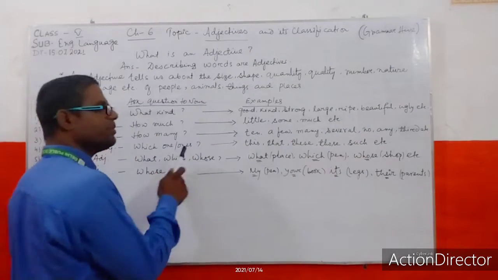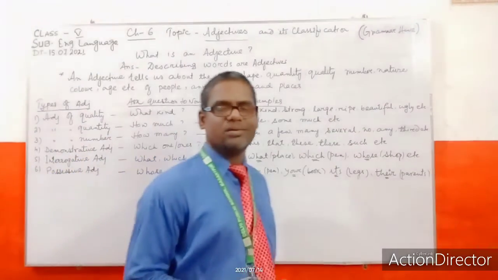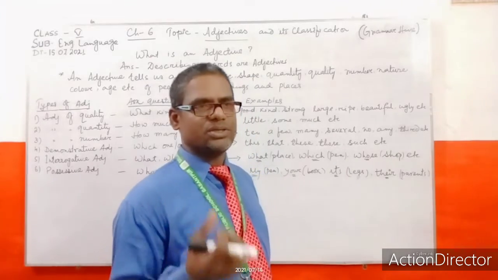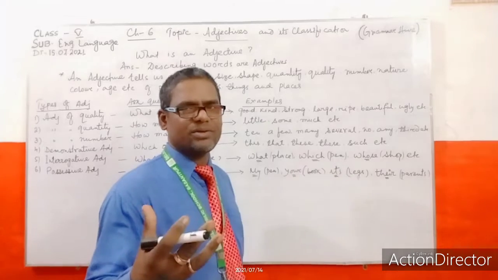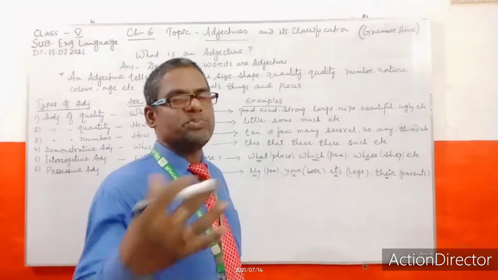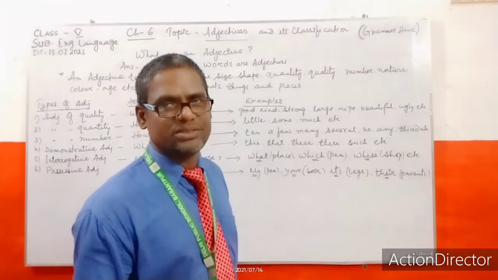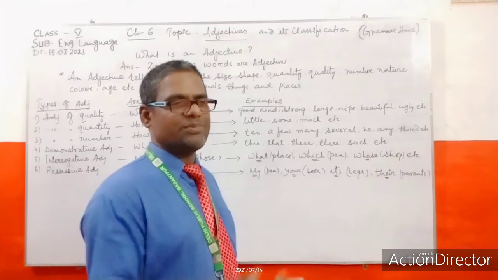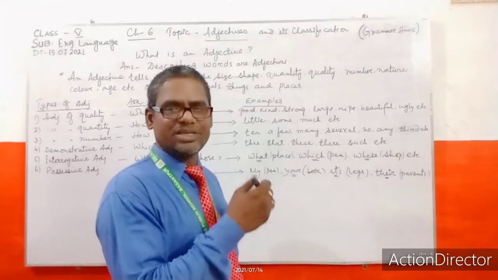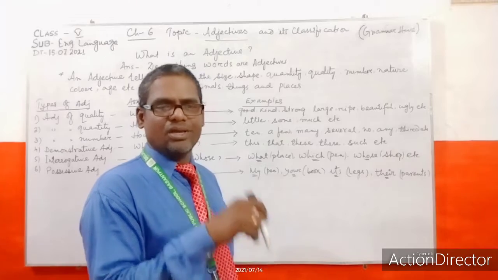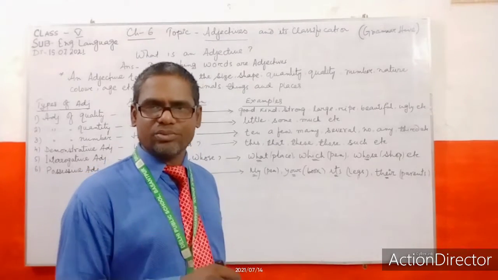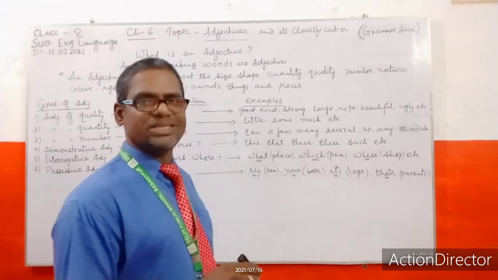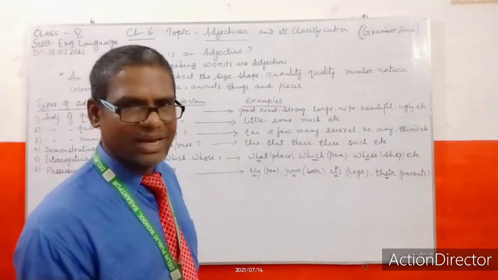Now, interrogative adjectives. There are 3 adjectives: what, which, whose. Which color do you like? Which book do you want? Which book means that I am asking something about the book. So which is an adjective as well as a question word. So which is an interrogative adjective.